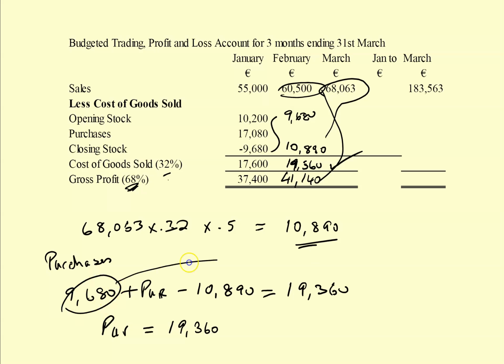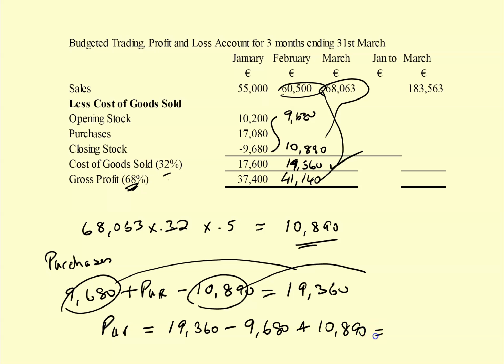So therefore purchases is equal to 19,360. I bring this over to the far side, it becomes a minus sign, minus 9,680. I bring the minus closing stock over, it becomes a plus figure, 10,890. And if I multiply that out, it is 20,570. And that figure is the projected or budgeted purchase figure for February. So I'll just put that in, 20,570.